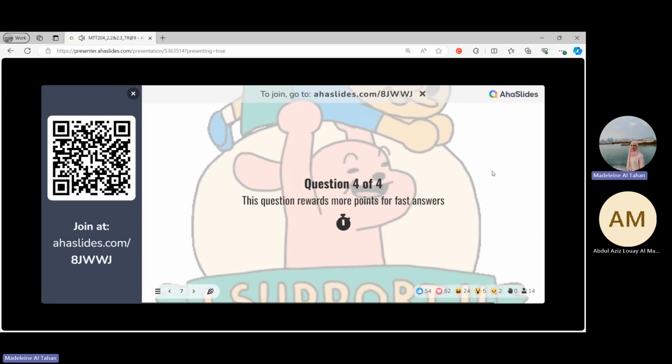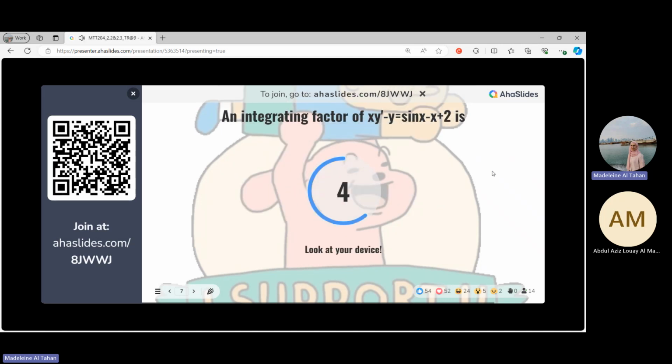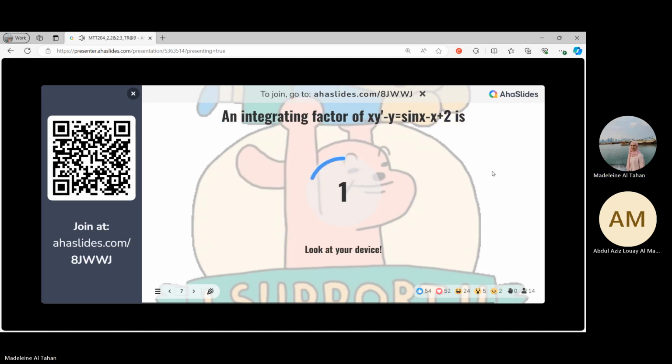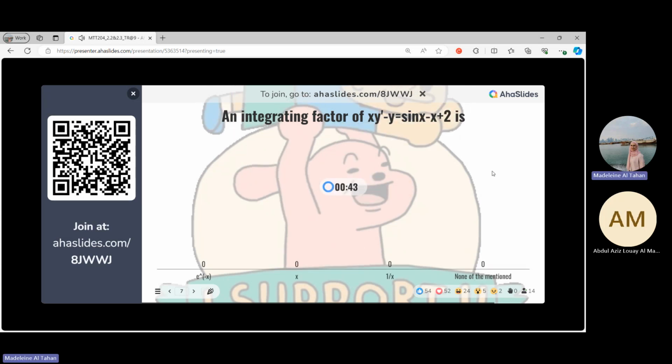Okay, the last question. Here we want to find the integrating factor. In the integrating factor, we care just about p. Okay? But remember that we should write it in standard form.